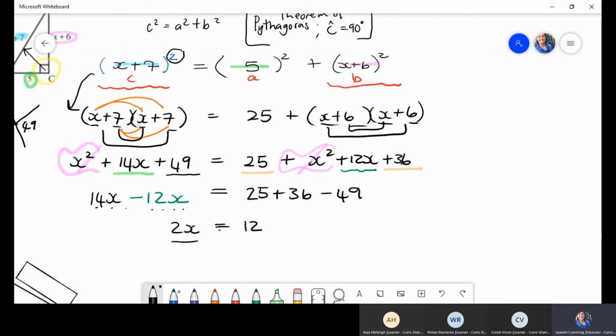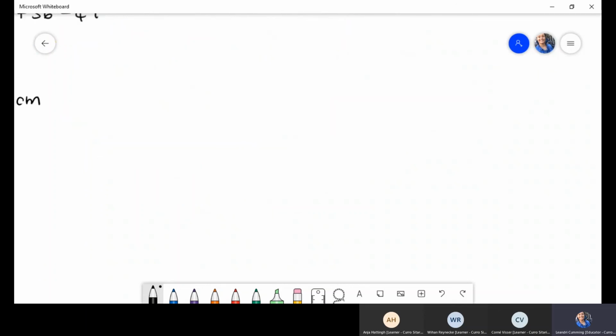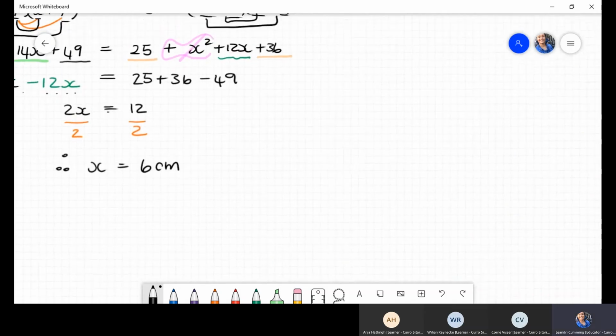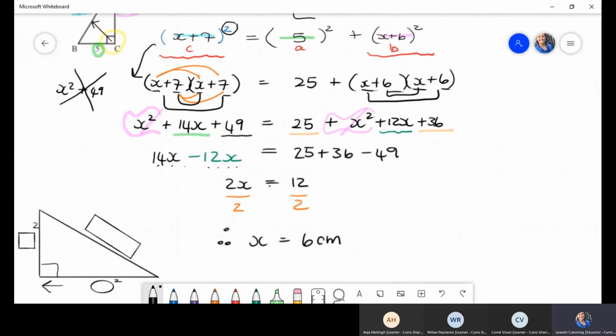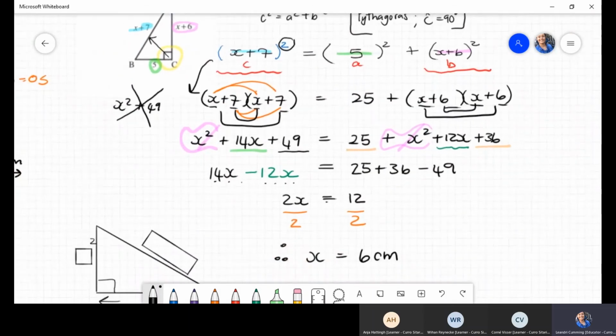Inverse operation, how do I undo multiplication by 2? I divide by 2. What I do on the left-hand side, I do on the right-hand side. And therefore, x is equal to 6 centimeters. Let's go and test it. Don't just leave it. Don't throw your pencil down and walk away. Test it. Maths needs to be tested. We need to validate our answers. Verify, is it correct? If we say that x is 6, is it possible?